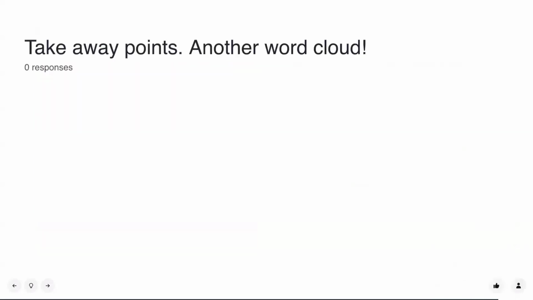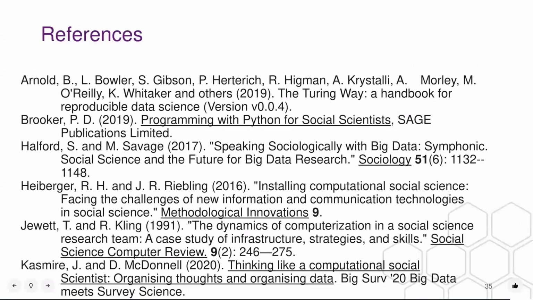So we do only have a few minutes left. I'm going to skip on from this. You can put some stuff in there if you want. It's just another word cloud, so you can share your last minute takeaways on what CSS is and maybe why it's important. But these are also the references for anyone that is interested.